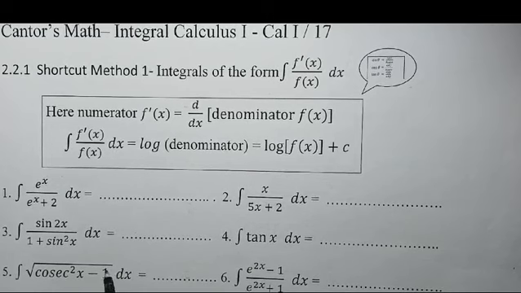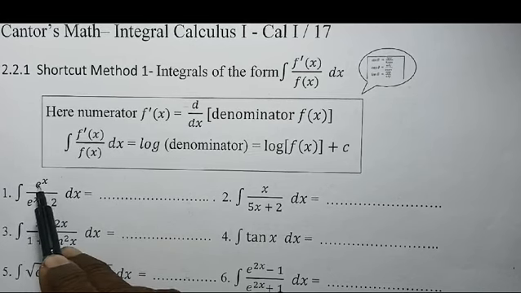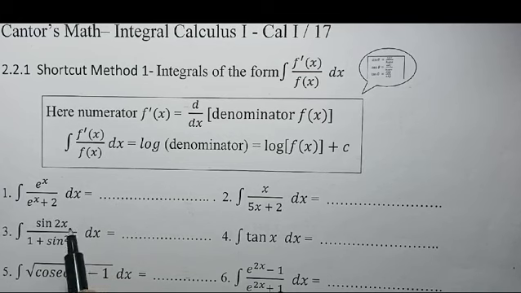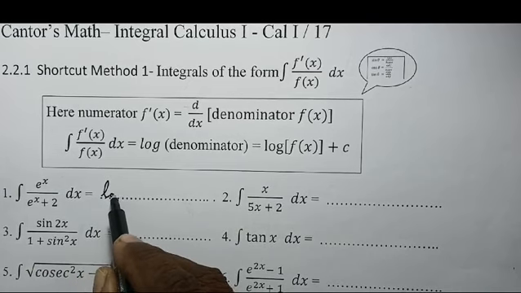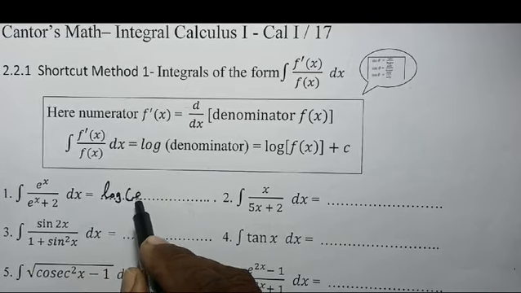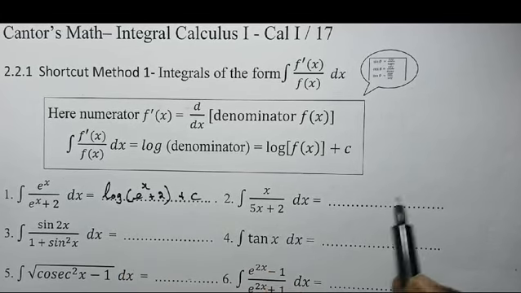Now come to problem number 1. Look at the denominator, e power x plus 2. Differentiate this, what will you get? E power x is e power x. If you differentiate 2, it becomes 0. Therefore, the numerator is nothing but the differential coefficient of the denominator. The answer is very simple: log of the denominator, e power x plus 2, plus c. That's all.